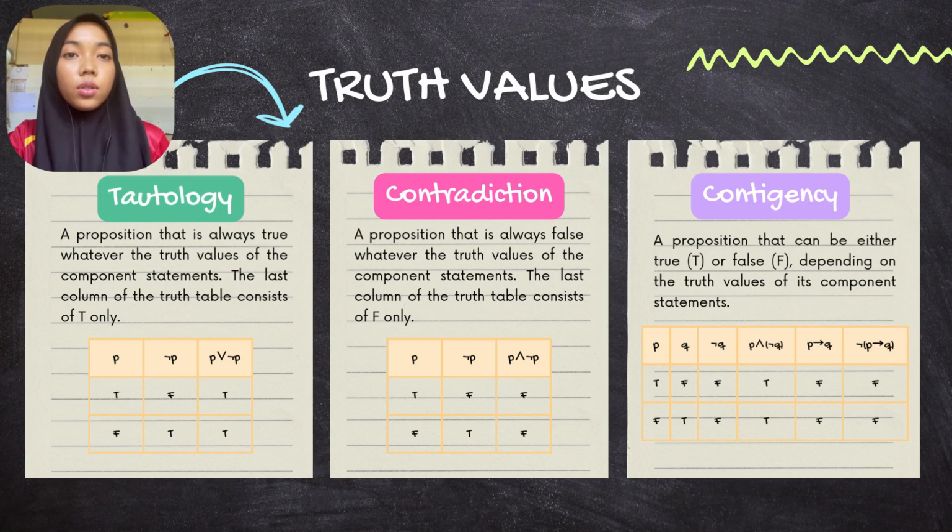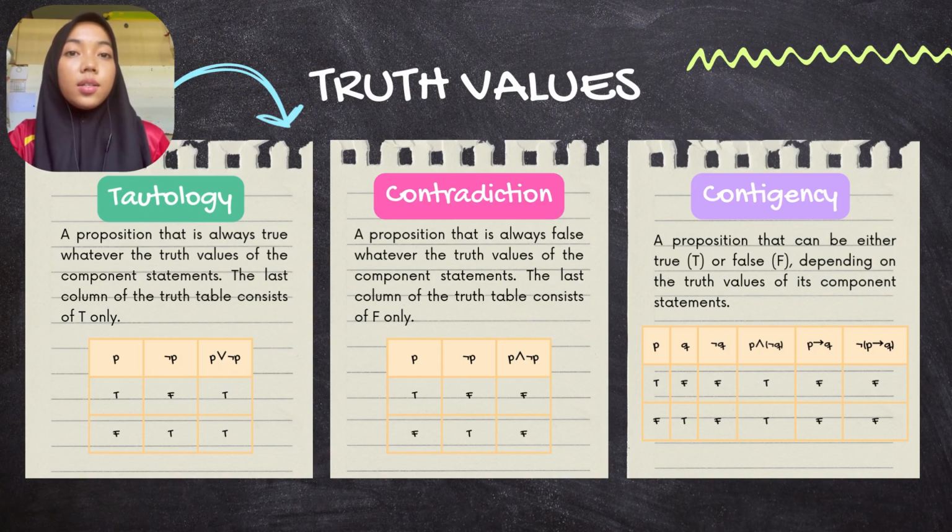In the truth table, the last column contains only F, which stands for false. An example is P and not P. If P is true, negation P is false, so the statement is false. If P is false, negation P is true. Still false, because both parts must be true for a conjunction statement. So a contradiction can never be true.